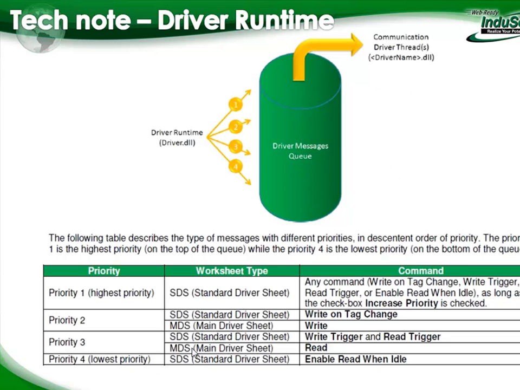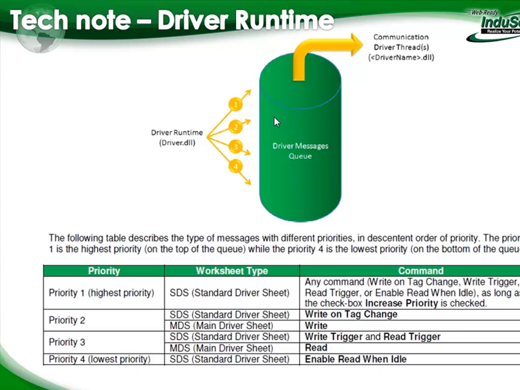But you can see these different main driver sheets and the different configurations that you have for the different triggering here will come in the different layers and different priorities of the queue. And the highest priority is when you have the increased priority checkbox checked and all these other situations occurring on the standard driver sheet. They will be on the top, and they will be serviced before all the other priority messages.